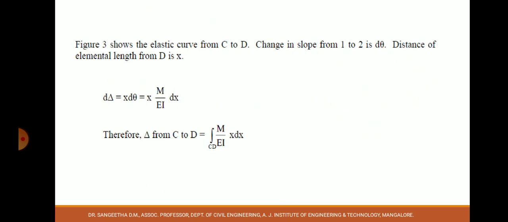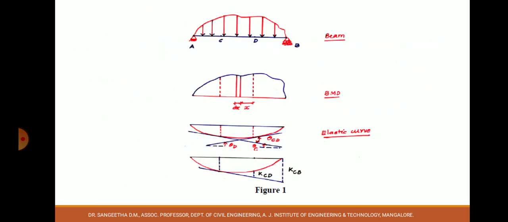So proceeding with that. We have the elastic curve from C to D. The change in slope from 1 to 2 is taken as d theta.